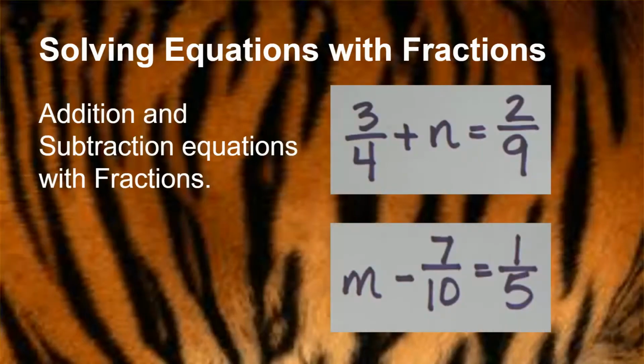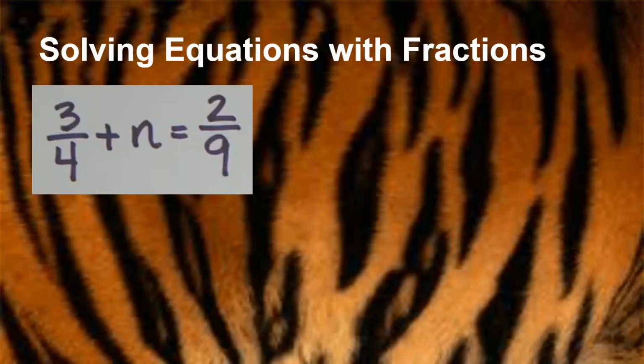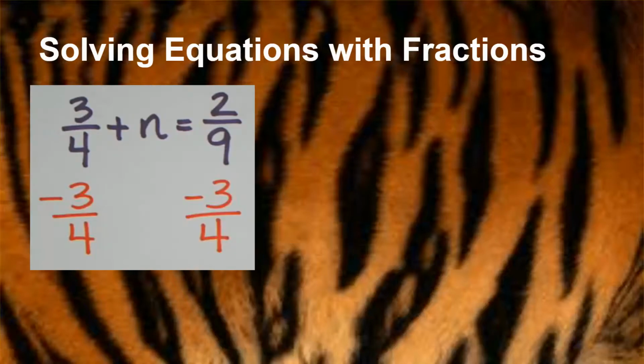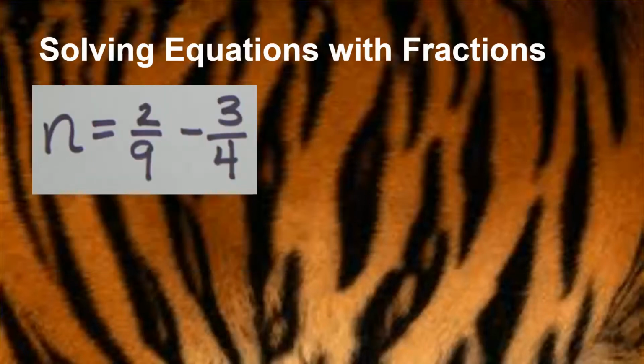Let's say I have 3/4 plus n equals 2/9. Well, how would you get rid of a positive anything? Well, you do subtraction. So I'm going to subtract 3/4 from both sides. The difference here is I have to follow those fraction rules, which say I need to find a common denominator. So let's go ahead and do that.